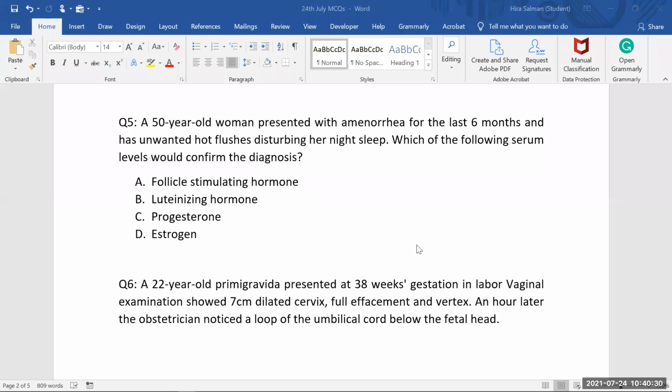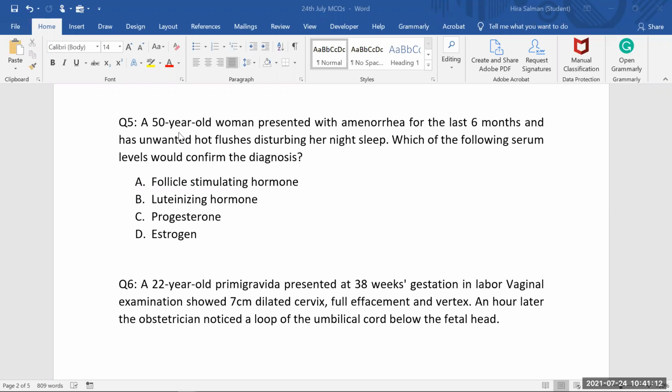Okay. So this question says a 50-year-old woman presented with amenorrhea for the last 6 months and has unwanted hot flashes. Now her age is 50 years. It's okay. We should not have 51 years of age all the time in order to make a diagnosis of menopause. We have early menopause, we have late menopause as well, but the median age for our purpose of study should be 51 years. So here the patient's age is 50 years, but she has had amenorrhea for the last 6 months and has unwanted hot flashes. So based on the symptoms, the amenorrhea, and the age of the patient, we can think about menopause.